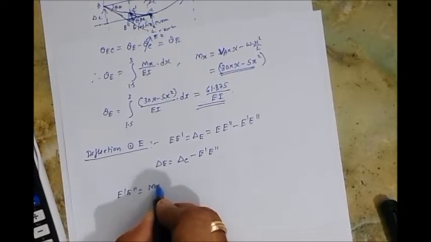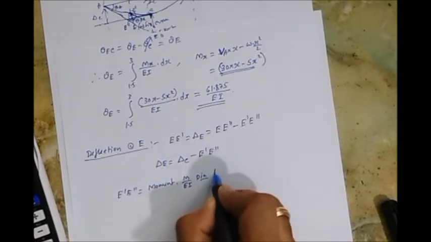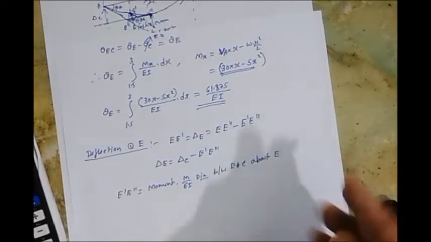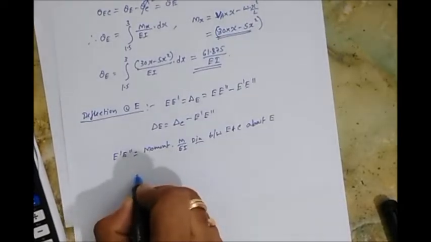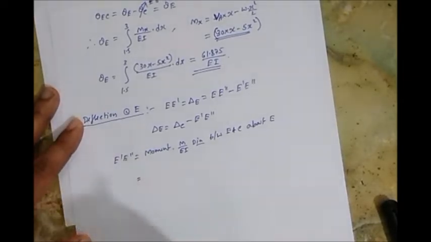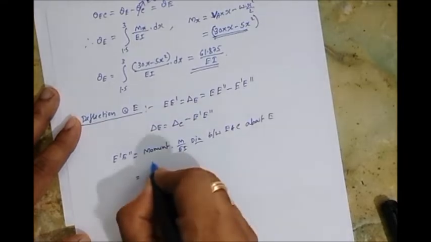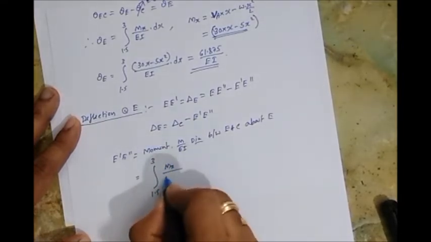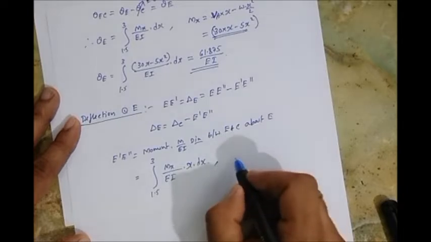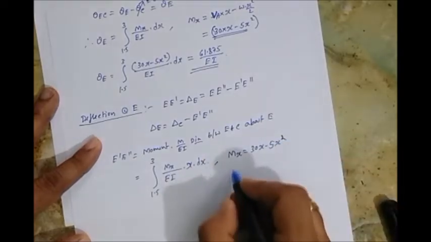That is the moment-area diagram between E and C about E. So find it out. How will you find it out? As I told you, we'll be using the first method, that is the method of integration. So if you use the method of integration, the range, you know now, is 1.5 to 3. So the integral of Mx by EI into x into dx. Now what is the value of Mx here? Mx, there is no change, it's the previous one. Mx is equal to 30x minus 5x squared. And what is the value of x here?